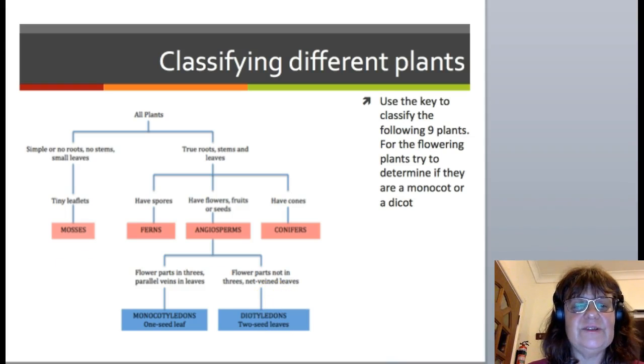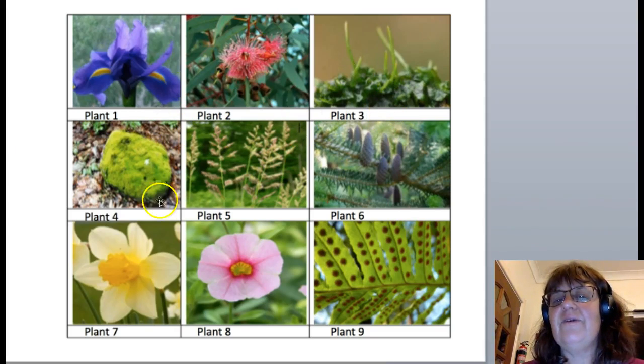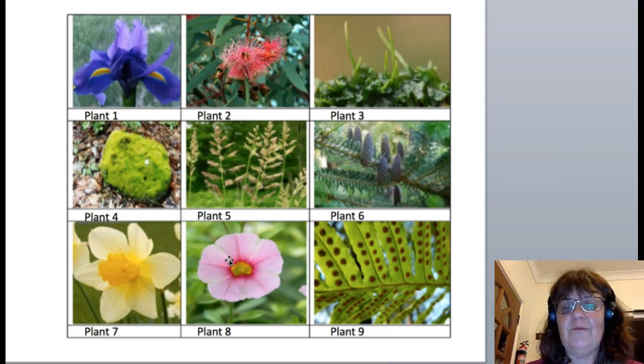See how well you've understood this? I would like you to have a go at seeing if you can classify what these different plants are. Write them up in your books and we'll talk about them on Monday.